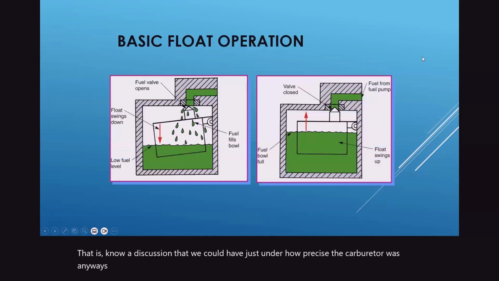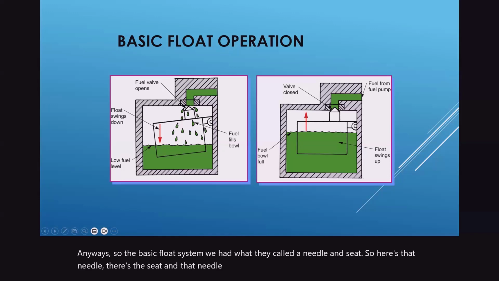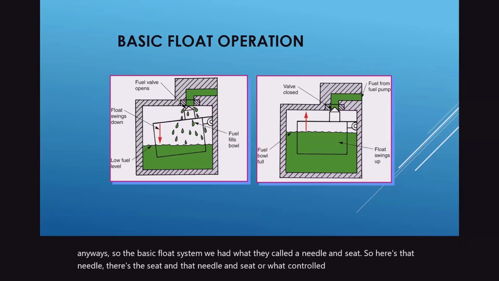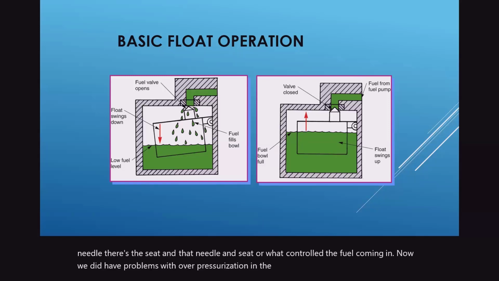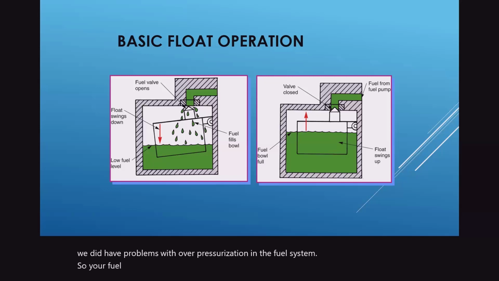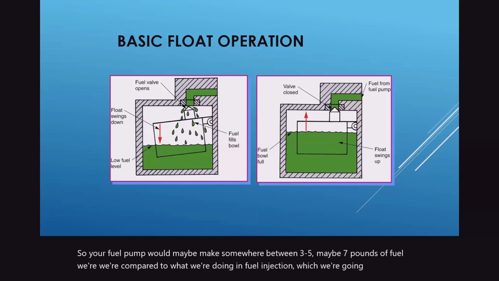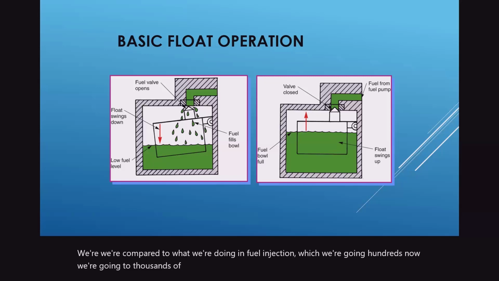Anyways, the basic float system had what they called a needle and seat. Here's that needle, there's the seat, and that needle and seat are what controlled the fuel coming in. Now, we did have problems with overpressurization in the fuel system. Your fuel pump would maybe make somewhere between 3, 5, maybe 7 pounds of pressure, compared to what we're doing in fuel injection, where we're going hundreds, and now thousands of PSI with our direct injection systems.